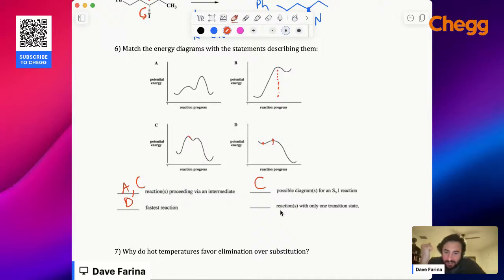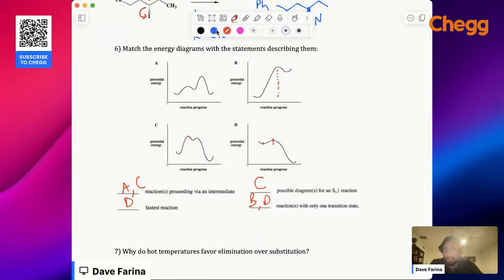Now, this asks which is the reaction with only one transition state. So every reaction has a transition state. Every reaction has reactants and products. It has an activation energy to get to the transition state, and that's true for any reaction. So if there is only one transition state, that means there's only one step. So that would be B and D here, right?